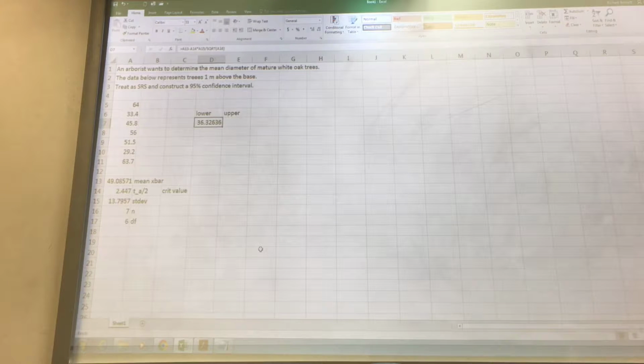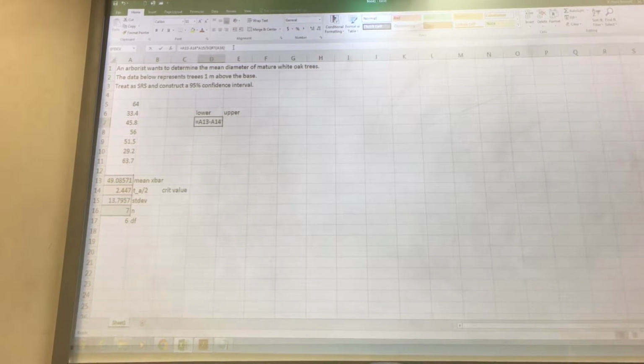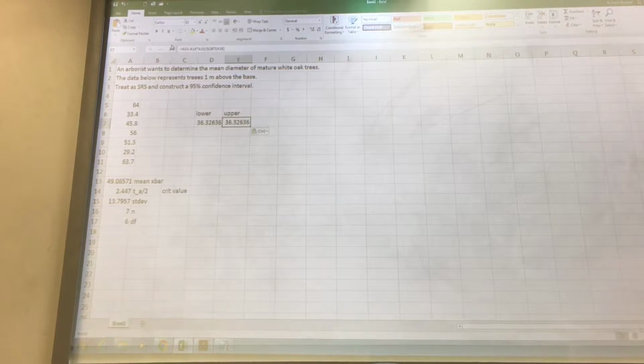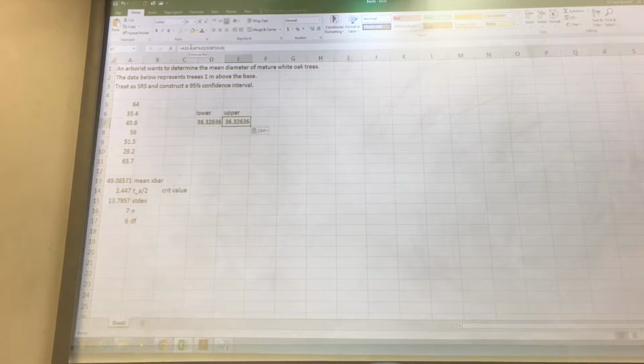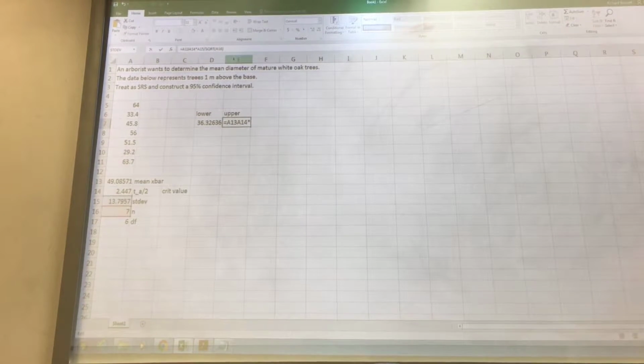Okay, now if I want to copy it, don't copy it here, copy it up here. If I copy that and paste it, I should get the exact same answer. Now I change that minus to a plus.